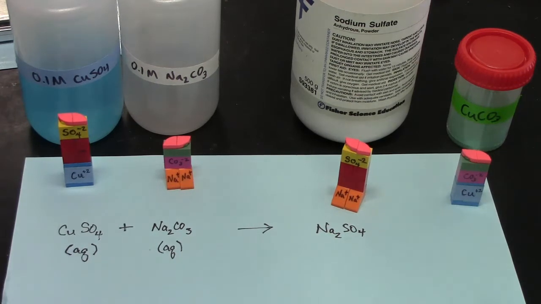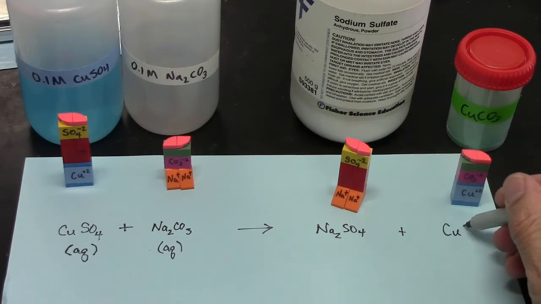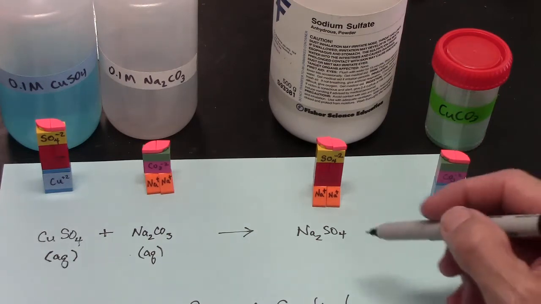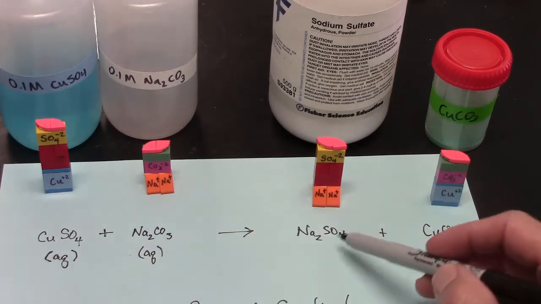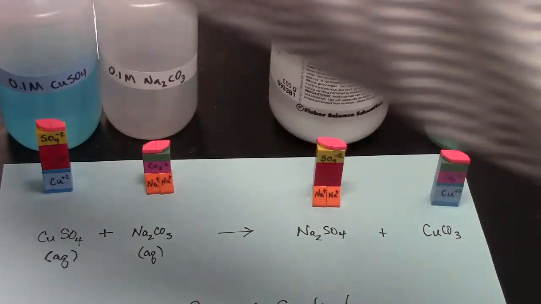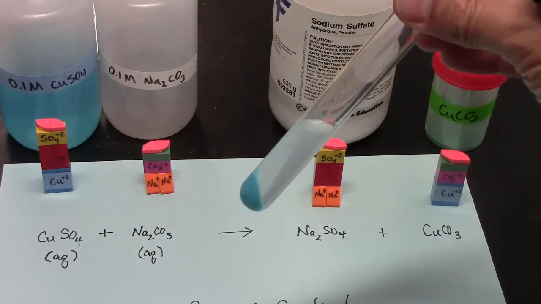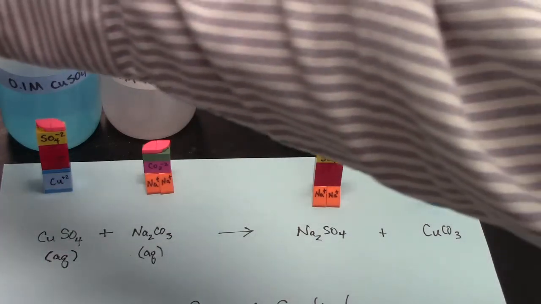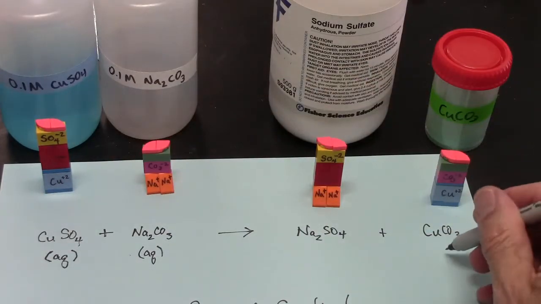The second is CuCO3, copper carbonate, CuCO3. I need to think about how to label these with phase notations. Is it aqueous or not? The results show you that something is not dissolved. That something is the copper carbonate.